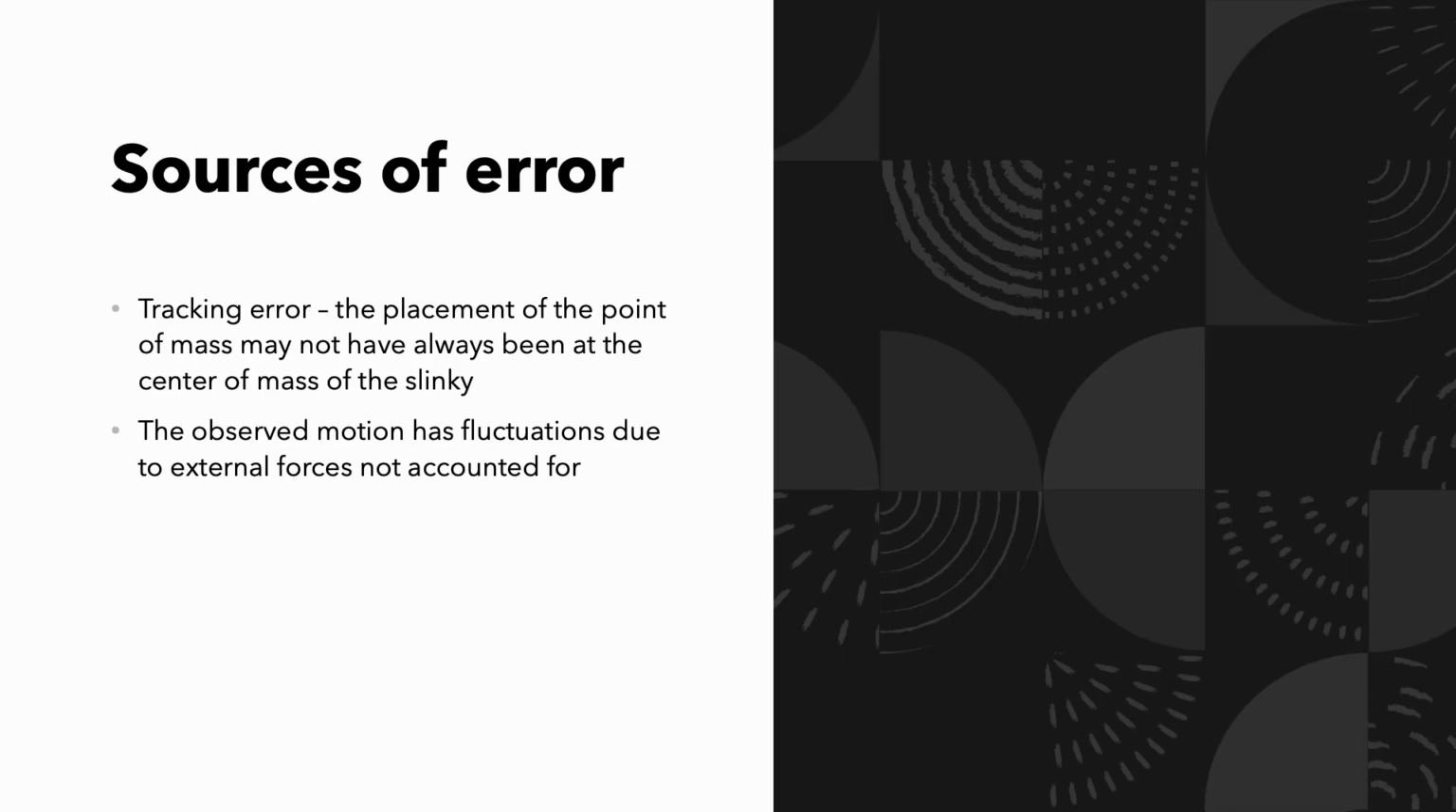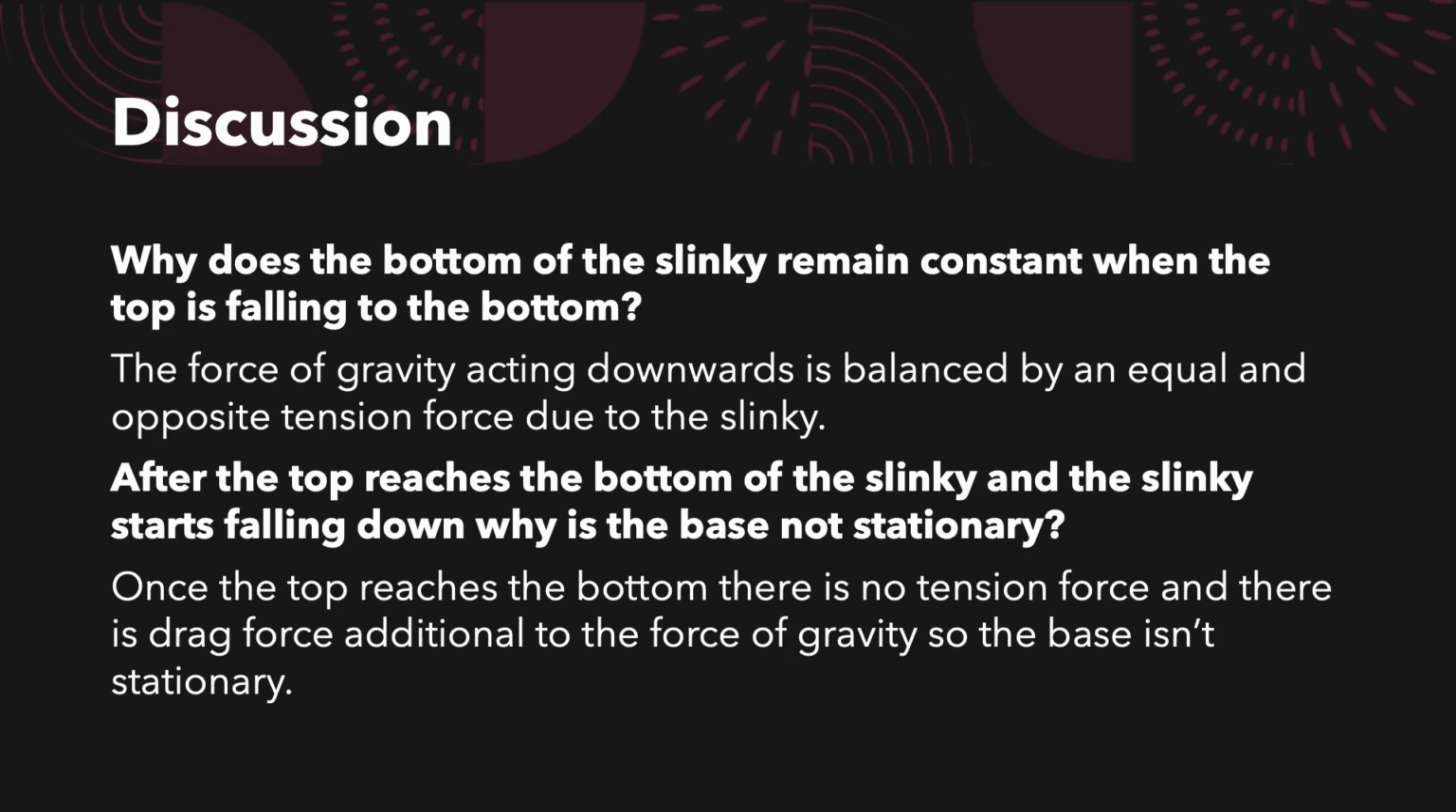Next are the sources of error. So the first error is the tracking error, where the placement of the point of mass may not have always been at the center of mass of the slinky. And the second one is that the observed motion of the falling slinky has fluctuations due to external forces not accounted for.